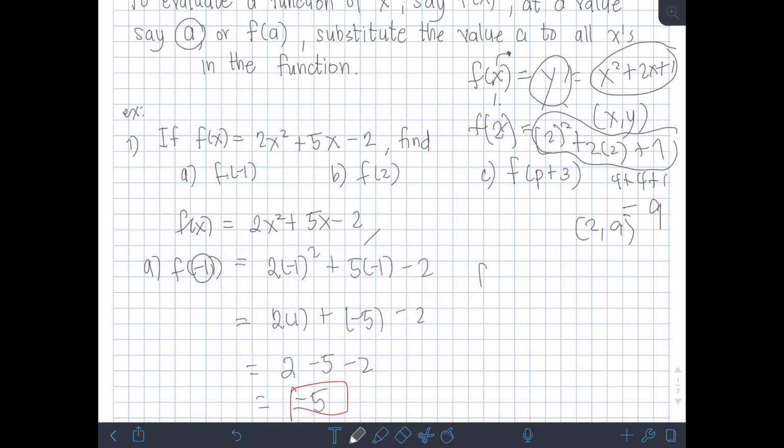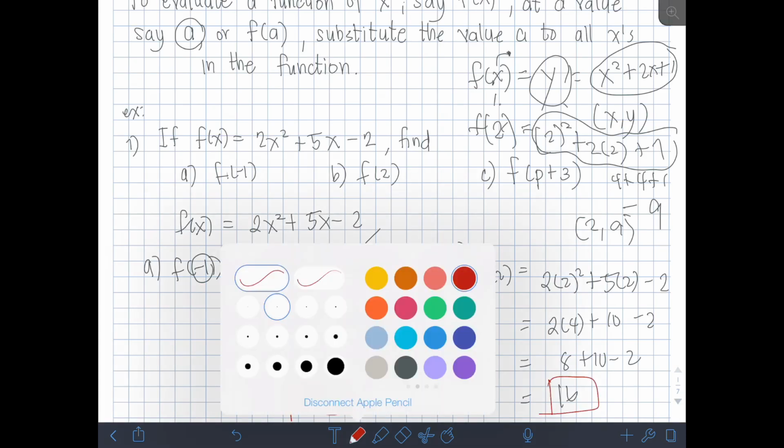Next, we have f of 2. So, this time, 2 naman yung sa-substitute natin doon sa bawat x ng function. So, we have 2 times 2 squared plus 5 times 2 minus 2. So, we have 2 times 2 squared is 4 plus 5 times 2 is 10 minus 2. So we have 2 times 4 is 8 plus 10 minus 2. Therefore, we have 8 plus 10 minus 2 is 16. So therefore, f of 2 is 16.